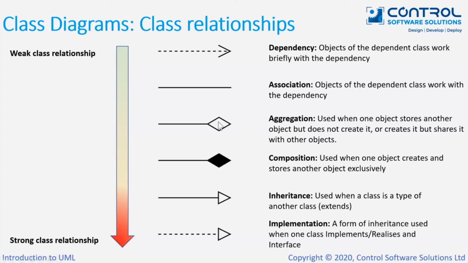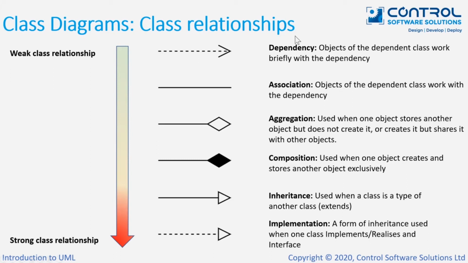So these two diamond-headed ones: the hollow one is aggregation. Aggregation is used when one object stores another object, but it's not necessarily the exclusive owner of that. It doesn't necessarily create it, or if it does, it might share it with someone else. The closed diamond, composition, shows when the object that's created is purely part of that owning class. No one else sees it. No one else is involved in it.